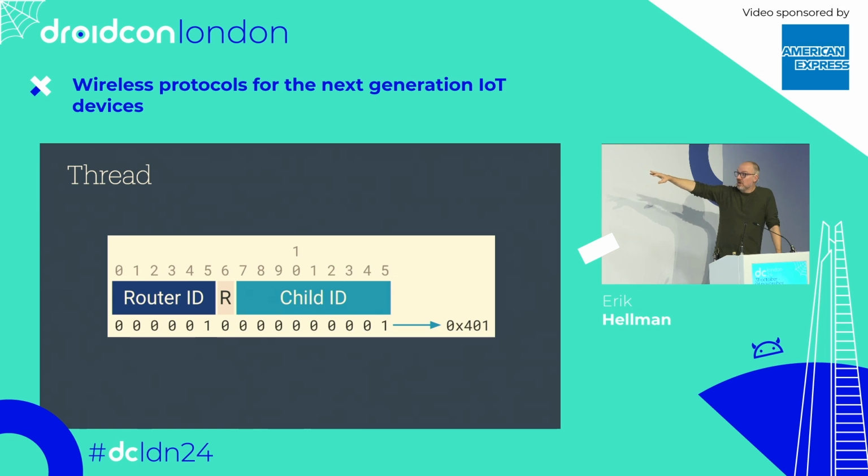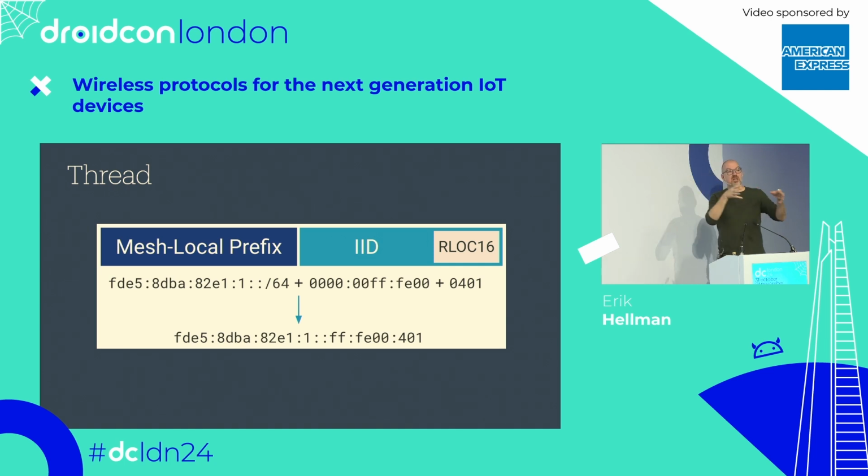So the RLOC16 is calculated in the following way. You have the ID for the router and the ID for the child. In the case of the router itself, it doesn't have a child ID, so that will be 0. But in the case where the child has 1 and its router has 1, the RLOC is 401 hexadecimal, I guess. And that means you take the mesh local prefix, which is a predefined part of the IPv6, and you have the interface ID prefix, which is the second part there, and the RLOC16, and then you have an IPv6 address for your device. This is all calculated automatically, so there is no DHCP involved, and all that just goes away.